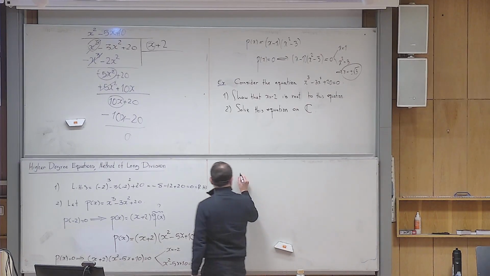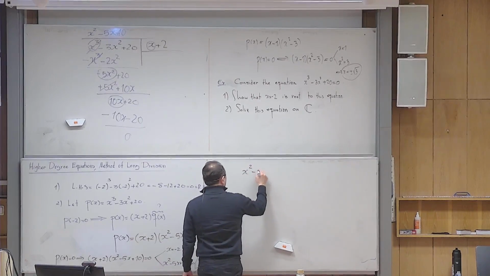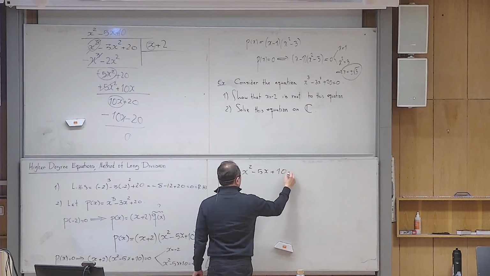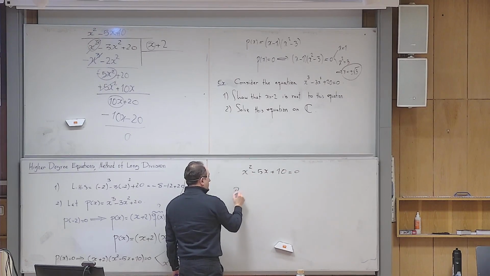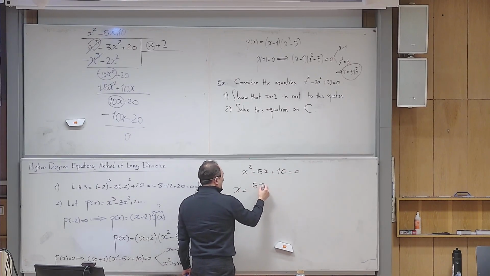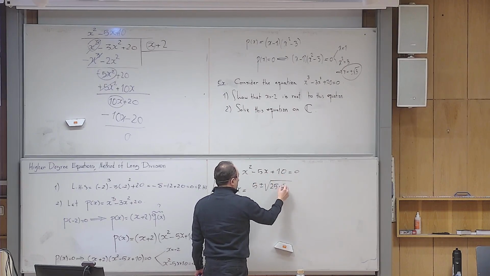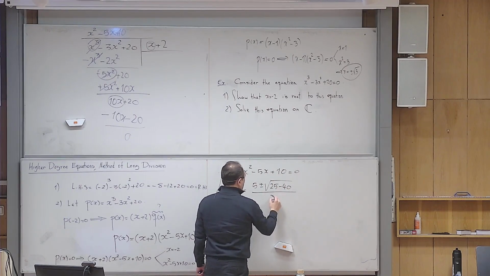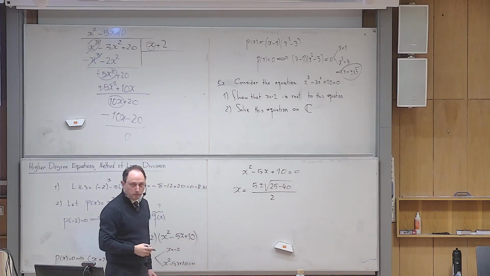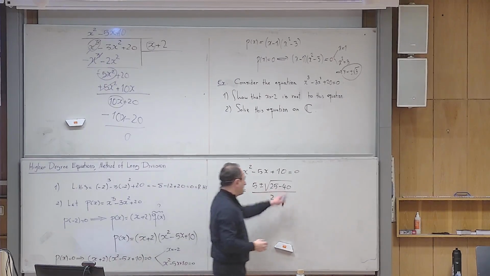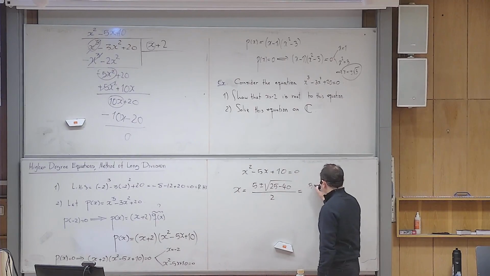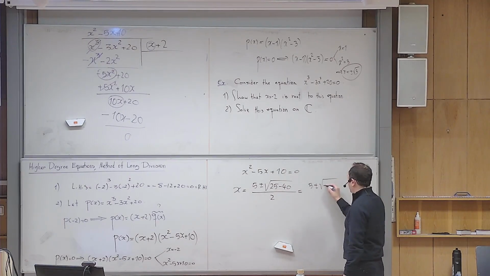So x squared minus 5x plus 10 is equal to 0. So I use the ABC formula. So x is minus b plus or minus the square root of this number squared minus 40, and then divided by 2. So immediately you see that these are complex numbers, yes? Because this is negative. So it becomes 5 plus or minus the square root of minus 15, divided by 2.